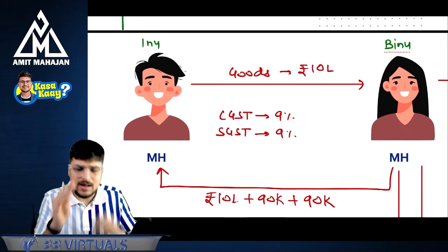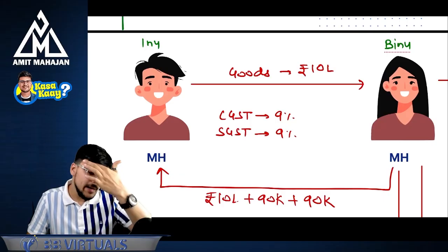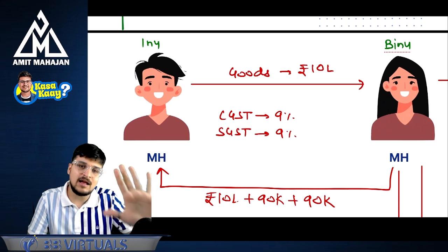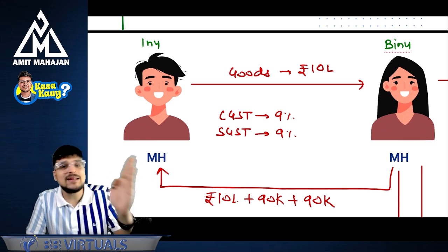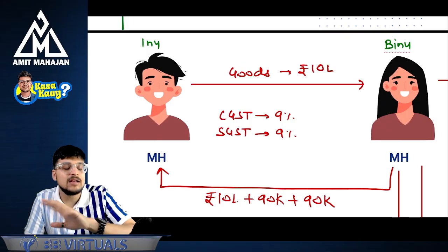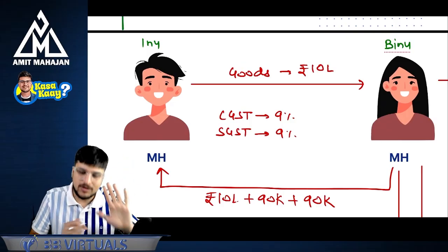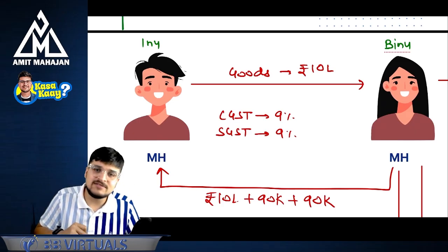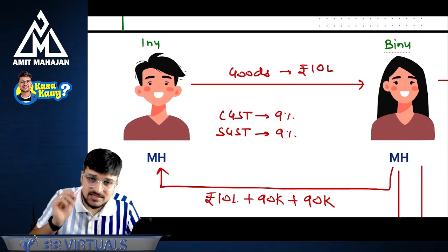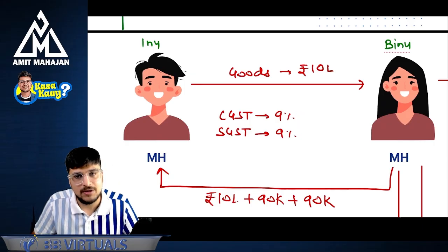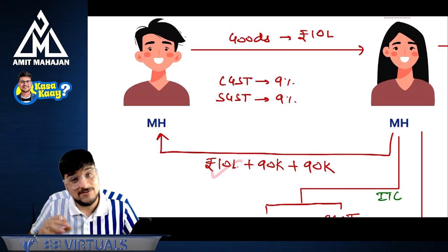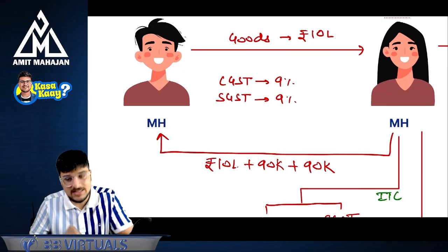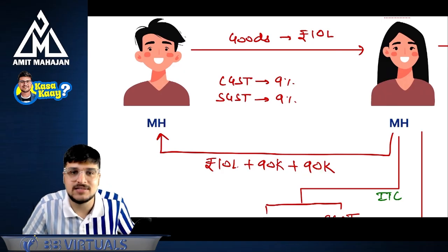Inu is from Maharashtra. Just be relaxed and just listen to this. Inu is from Maharashtra. Binu is also from Maharashtra. The manufacturer and retailer are in the same state, and goods are getting delivered from the manufacturer to the retailer. So can I say 10 lakh rupees is the value? Since it is intrastate, CGST and SGST will be applicable, everybody, at 9% and 9%. This retailer will pay 10 lakh rupees as the value of goods, 90,000 rupees as the GST component, that is CGST, and 90,000 rupees as SGST.